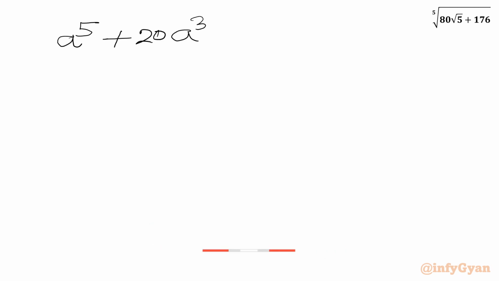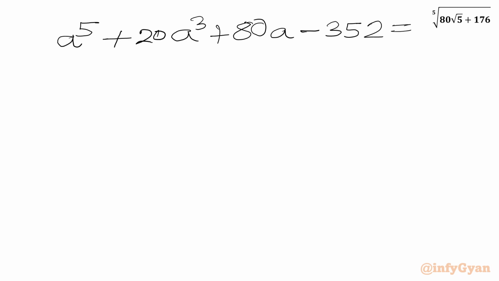Now we have to simplify the RHS. So I can write a^5. Let's write all the terms to one side: plus 20 times a cube plus 80 times a minus 352 equal to 0. This is one quintic equation. I will use the synthetic division method and the rational root theorem.